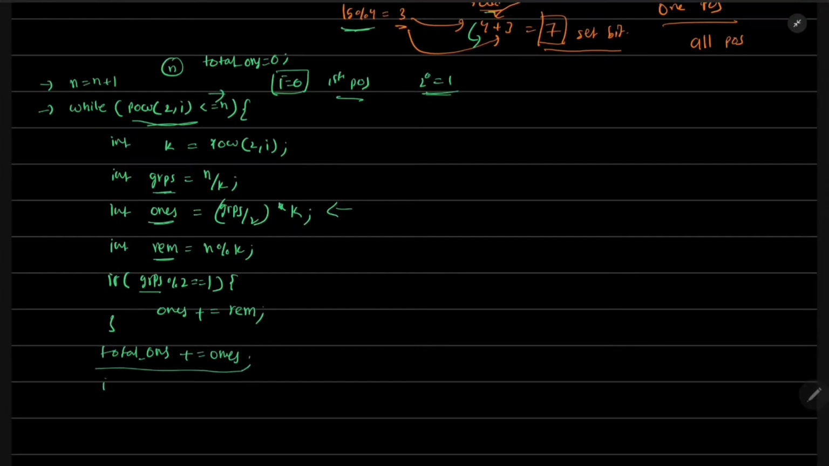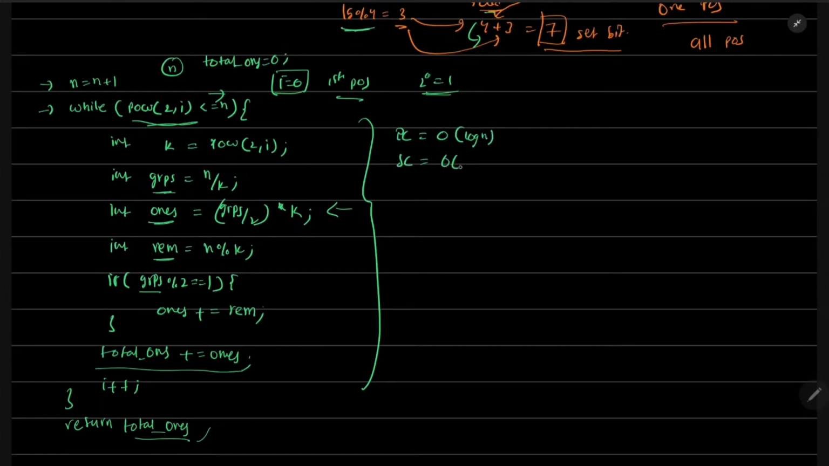I need to do it for i++ for every position until n, and return total ones, right? This is a solution for this. So what is the time complexity? As we said, it is log n. Space complexity will be O of 1. We didn't use any arrays, right? So that's how simple it is.